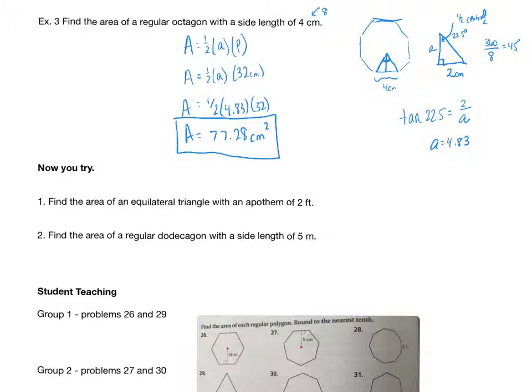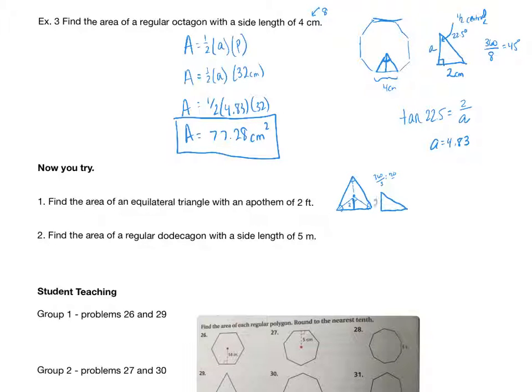For the now you try, we have an equilateral triangle. So we know that everything is actually 60 degrees already. It's equilateral. And from the center, our apothem is 2 feet. And our central angle, we would have had 360 divided by 3, which is 120, and we cut that in half because we only need half of it, so it's a 60.